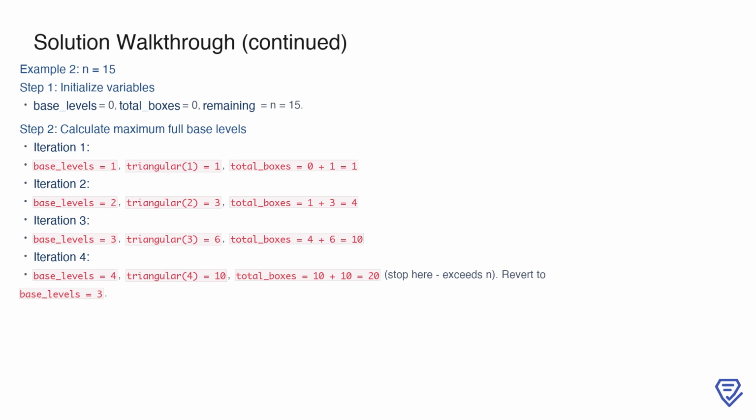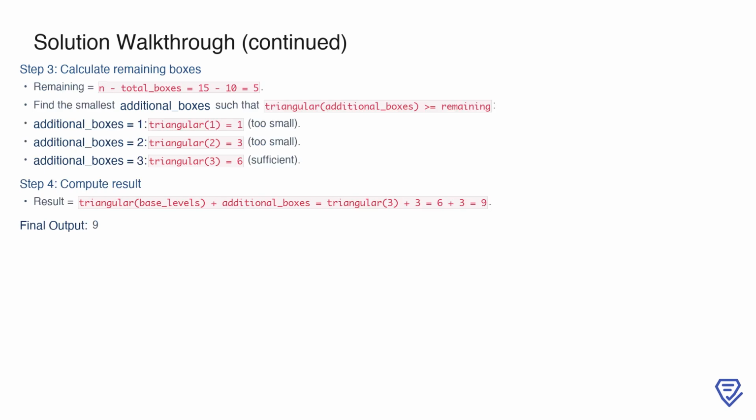Finally, when base_levels is 4, the triangular number is 10, and the total boxes increase to 20, which exceeds n. Since that's too many boxes, we revert back to base_levels of 3, where the total boxes remain 10. Next, we calculate the remaining boxes needed. Subtracting the total boxes used, 10, from n, which is 15, gives us 5 remaining boxes. To account for these, we need to find the smallest number of additional boxes that can cover this remainder.